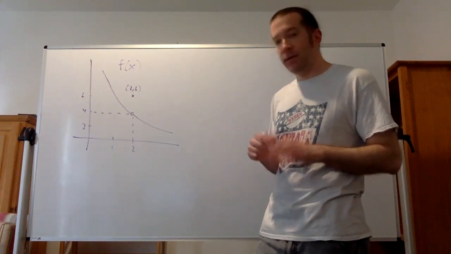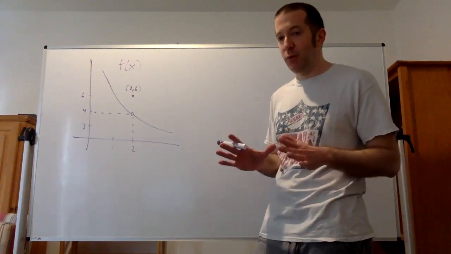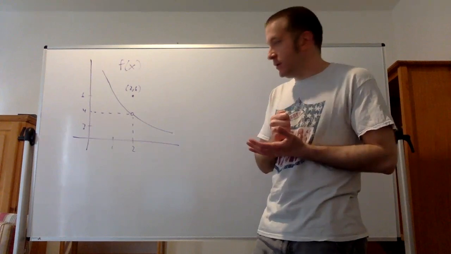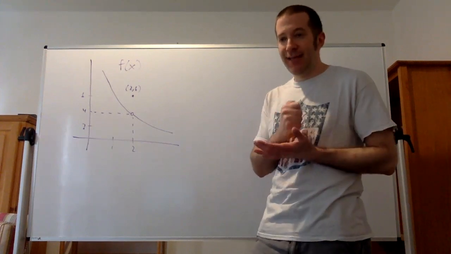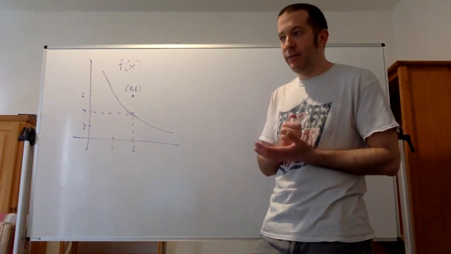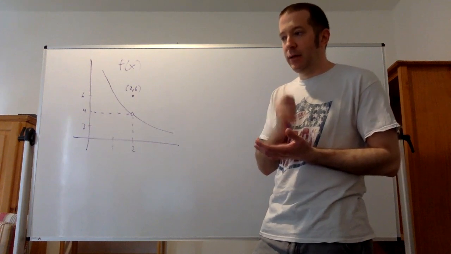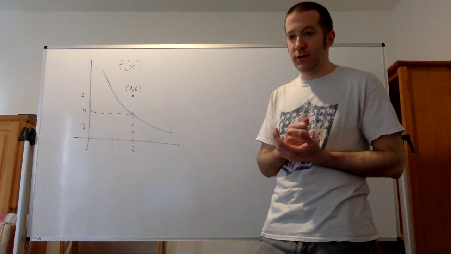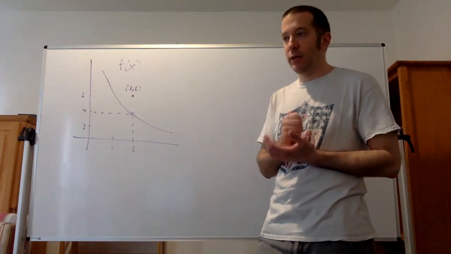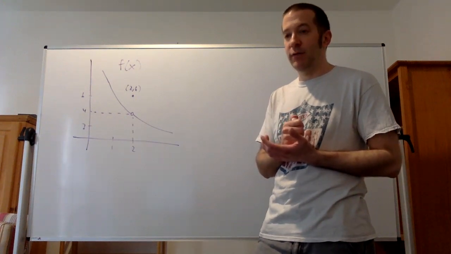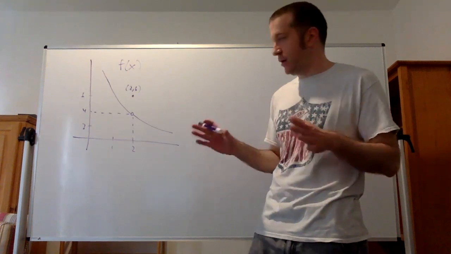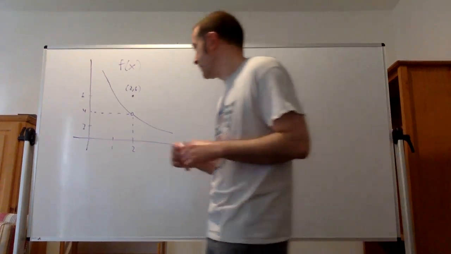But the basic idea is this. And this is really important. So the limit of a function at a point x exists if the limit as you approach that x value from the left of the function is equal to the limit as you approach that x value from the right. And given a picture, this is what that looks like.